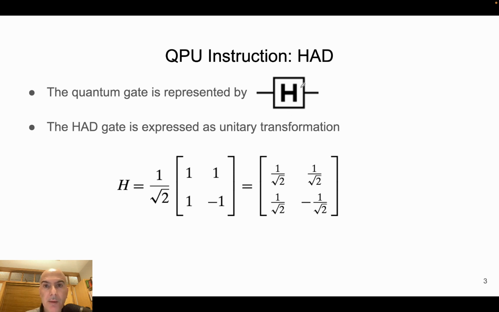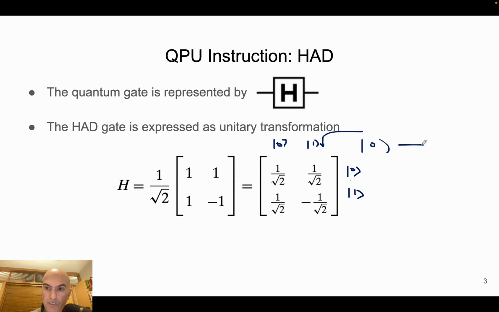The Hadamard gate can be expressed by a unitary transformation that is also expressed by this matrix form here. So it's basically 1 over square root of 2, and then we have 1, 1, 1, minus 1. I'll just remind you how to read this. So in case we have the input state 0 and 1, and then here we have the output state 0 and 1.